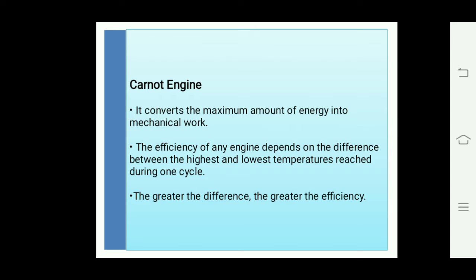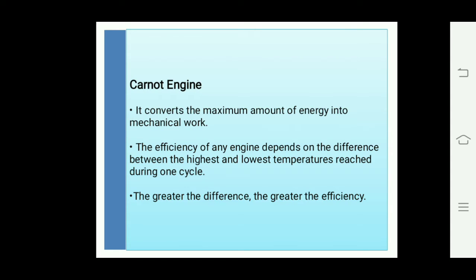Second, the efficiency of any engine depends on the difference between the highest and lowest temperatures reached during one cycle. In one cycle, the difference between the source and sink temperatures will give its efficiency. The greater the difference, the greater the efficiency. If the difference between the source and sink is greater, then the efficiency of the system will also be greater. So that is a Carnot engine.